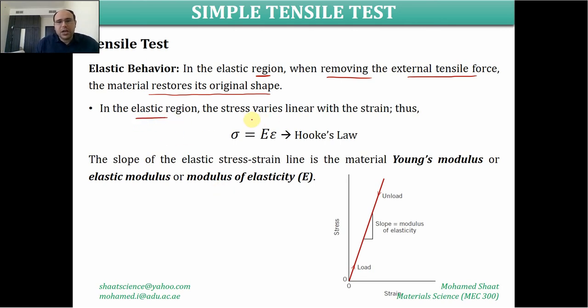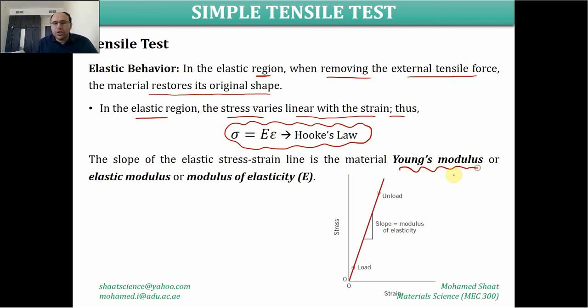In the elastic region, the stress varies linearly with the strain, and this is governed by a law commonly known as Hooke's law. Hooke's law is only applicable within the elastic behavior of the material, where the stress is linearly related to the strain. There is a linear relation. This is a line that should be seen in the stress-strain curve. The slope of this line is known as E, the Young's modulus, or the elastic modulus, or the modulus of elasticity. And again, this is another material property that distinguishes one material from another.